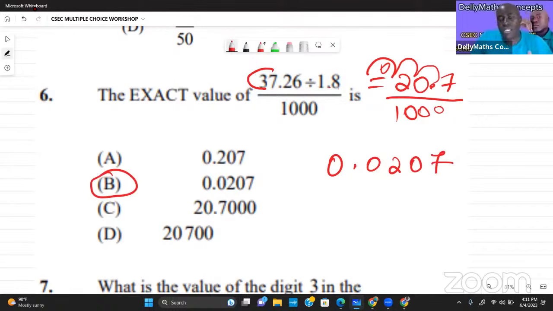So basically, we have to be using our approximation skills. In a multiple choice exam, you're not required to do all the working. The time will run out, and it's 90 seconds per question. All right.